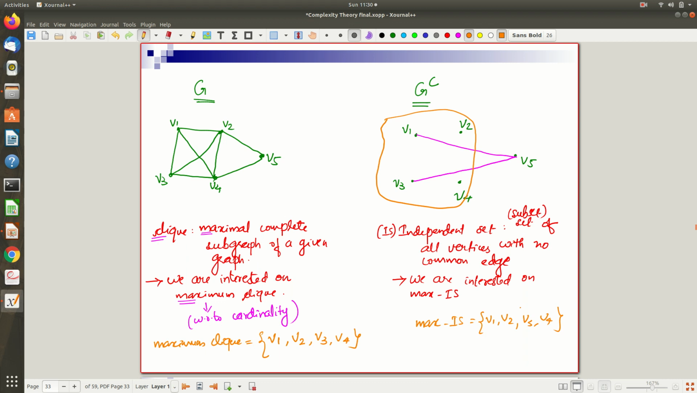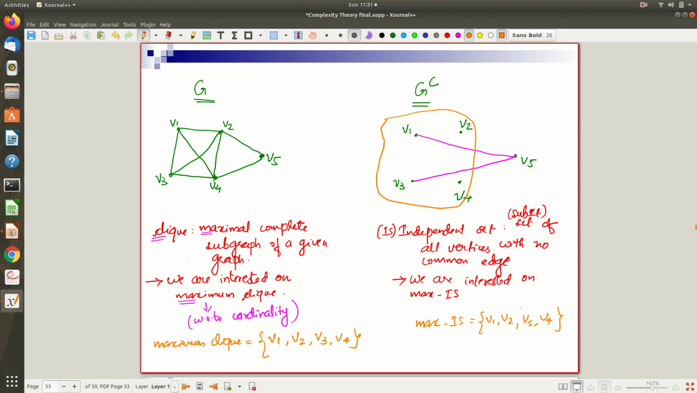v1, v2 no edge, v1, v3 no edge, v1, v4 no edge. Similarly v2, v1, so that is the checking part actually. v2, v3 no edge, v2, v4 no edge, like that. Now if you add v5, I can't call it an independent set because v5 is actually paired with v1 and others. So this set you can't increase further. So this is the maximum independent set possible. Hope the concept is clear.